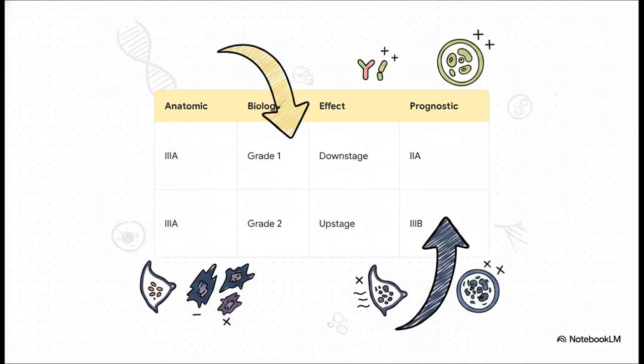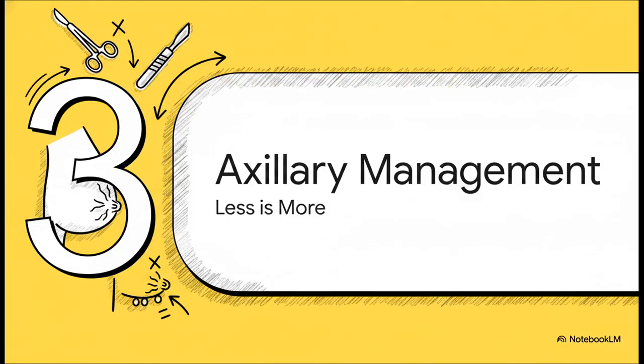And honestly, this biology fundamentally rewrites the AJCC 8th edition staging. Prognostic stage grouping takes the old anatomic T&M stage and actually adjusts it based on receptor status and grade. Notice on this table how a patient with an anatomic stage 2A tumor gets downstaged all the way to a prognostic stage 1A if and only if they have favorable grade 1 ER/PR positive biology. Conversely, that exact same anatomic stage 2A gets upstaged to 2B if they present with aggressive grade 2 triple negative biology. The biology is literally overriding the anatomy here. It's a total paradigm shift. And this brilliantly illustrates our next point.